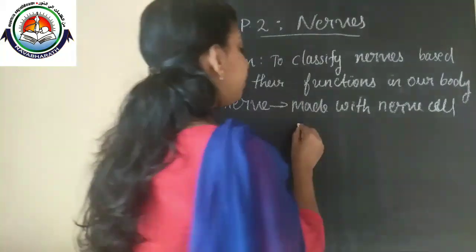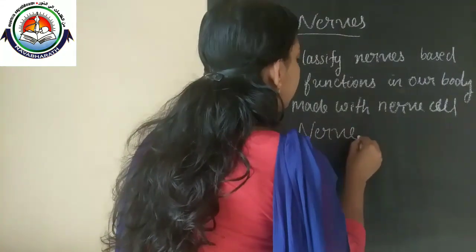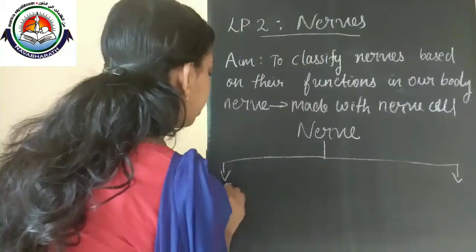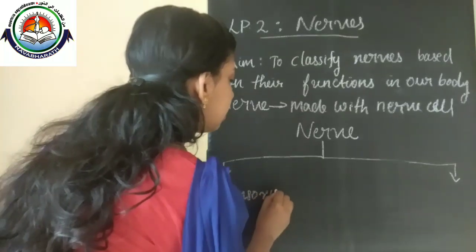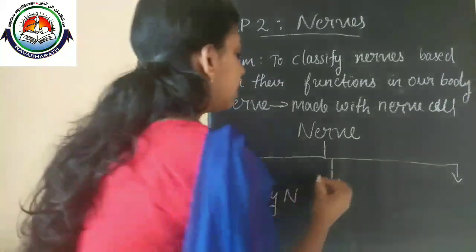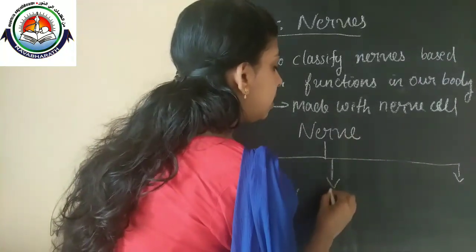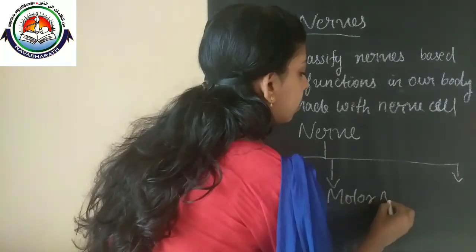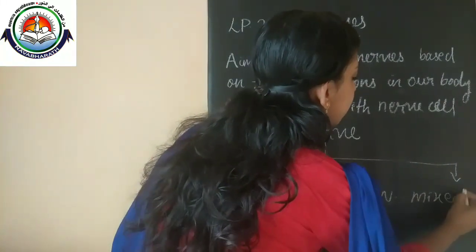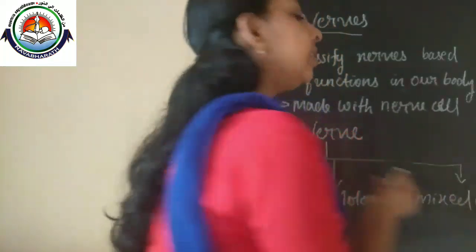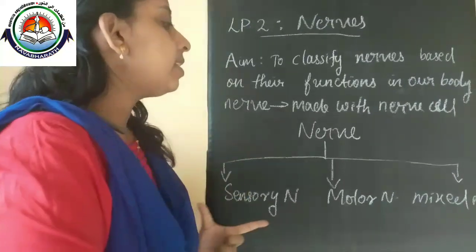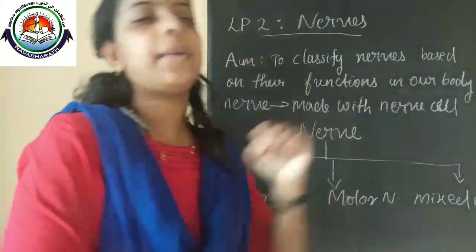We can divide the nerves into 3 types on the basis of their function itself. The first one is sensory nerves. Sensory nerves, N for nerves, in short we can write. Then another one is motor nerves. And the last one is mixed nerves. These are the various types of nerves. What are they? Sensory nerves, motor nerves and mixed nerves.